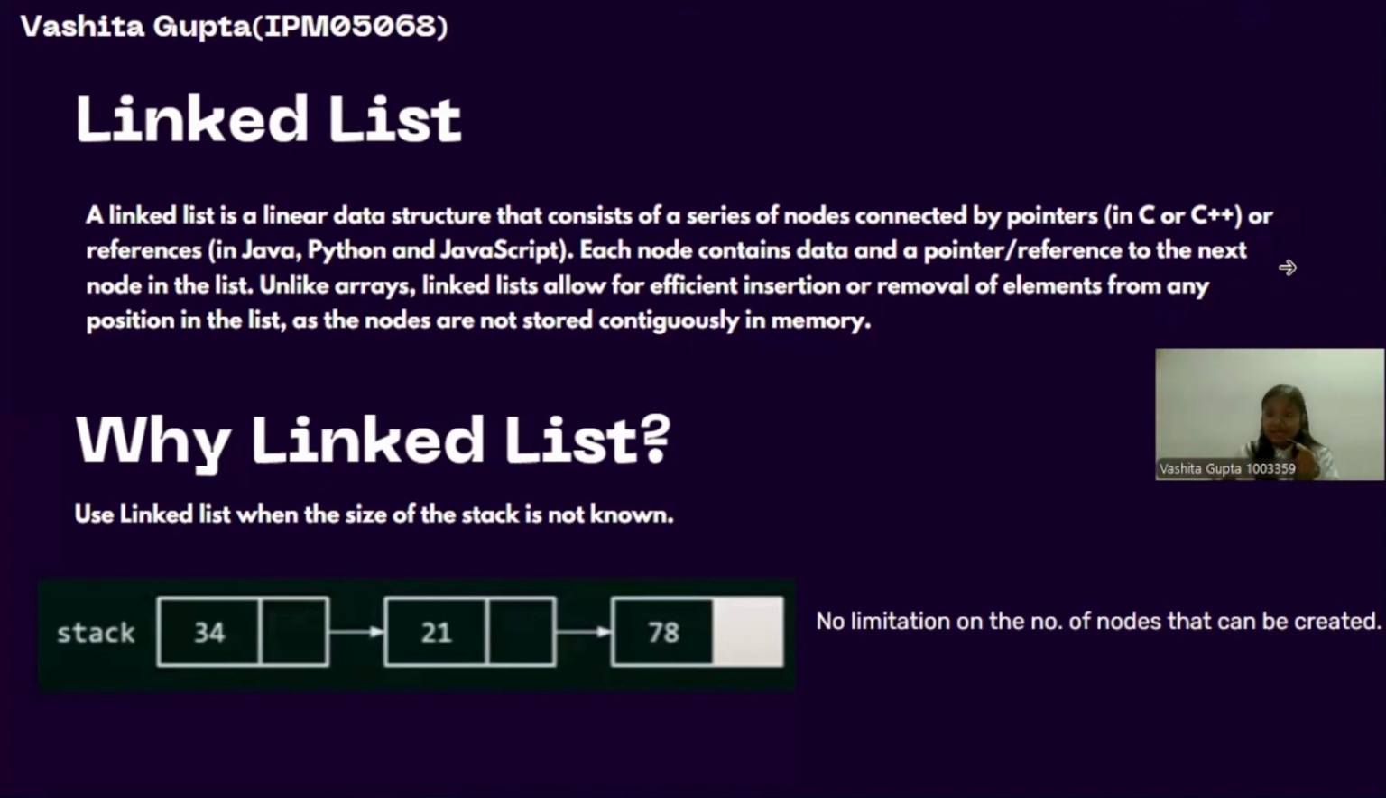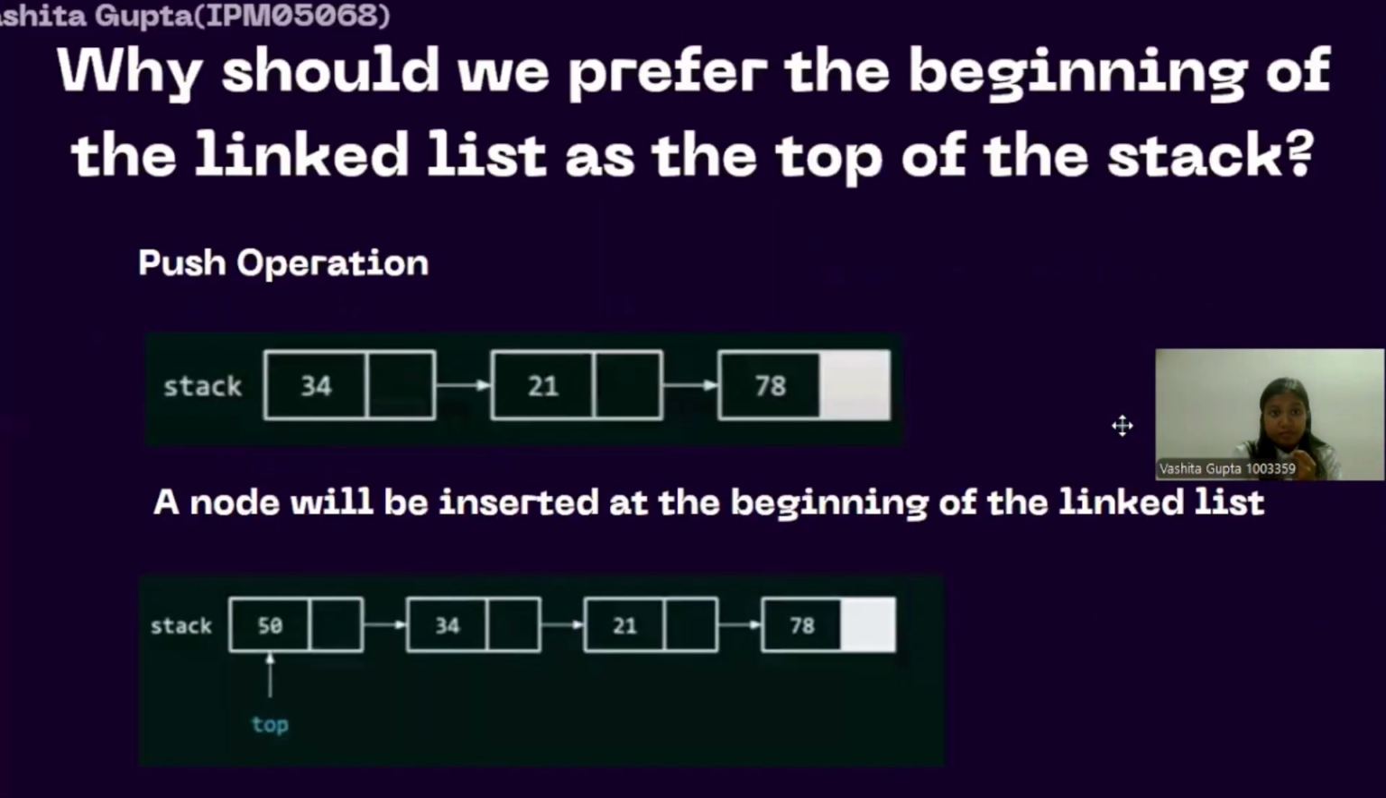But the question is, why linked list? We use linked list when the size of the stack is not known, because there is no limitation on the number of nodes that can be created. For example, here, the stack is 34, 21, and 78, that is in a linked list. Here, we can add any number of nodes. But why should we consider the beginning of the linked list as the top of the stack? Let's go for the operations.